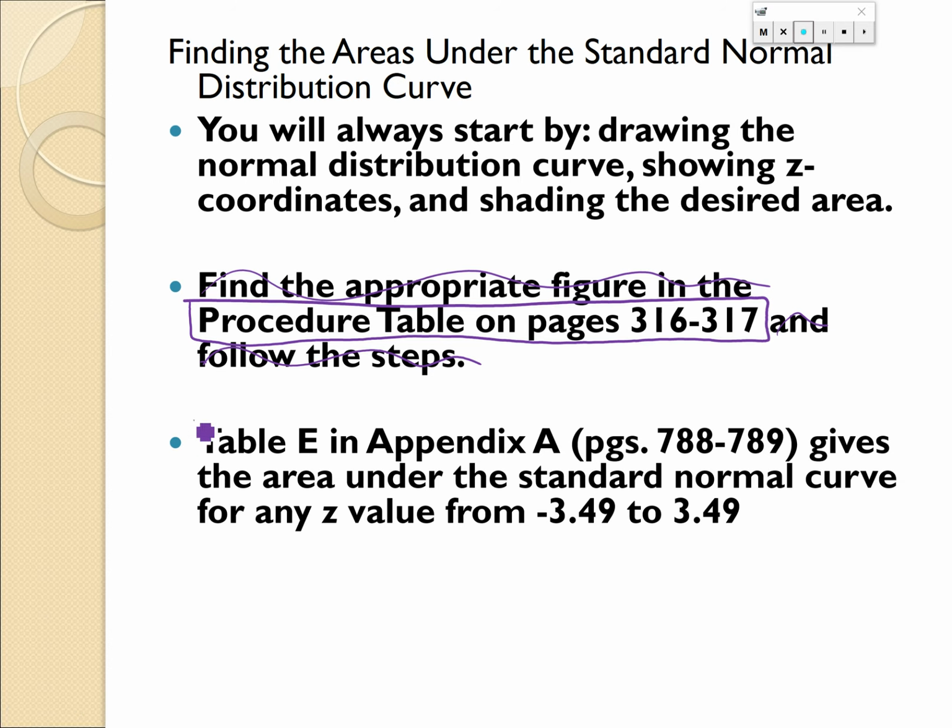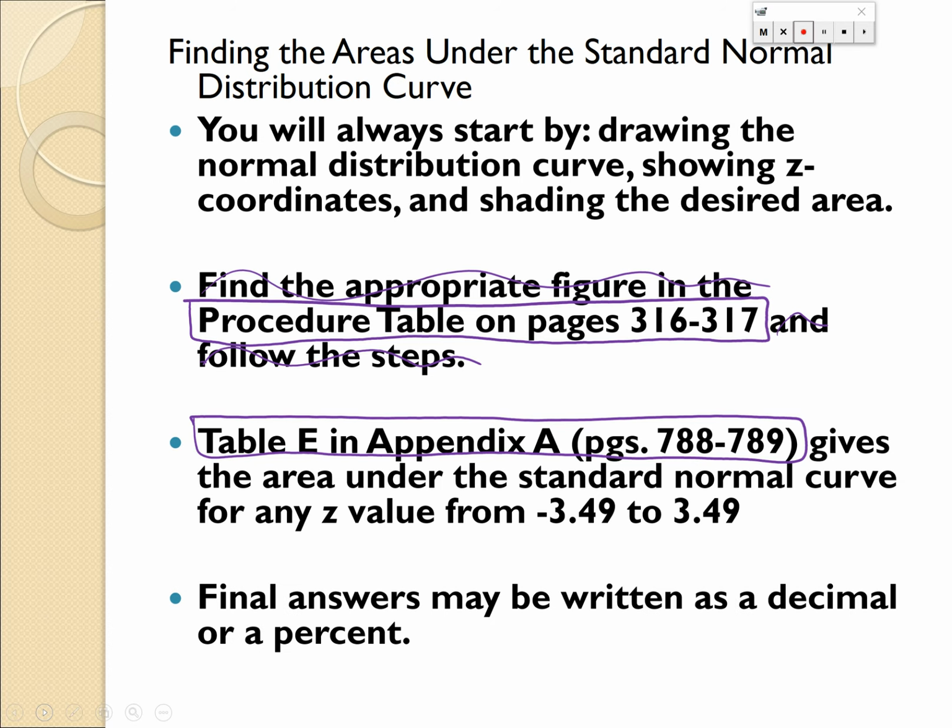You're going to use Table E in Appendix A. We talked about that earlier already. And then your final answer. I don't care if you give me a decimal or a percent. Now, if the question actually asks you what percent of people or what percent of cars or what percent of light bulbs, then I would expect your answer to specifically be a percent. But if you're not asked specifically for a percent, it doesn't matter to me which way you write your answer. Completely your choice.